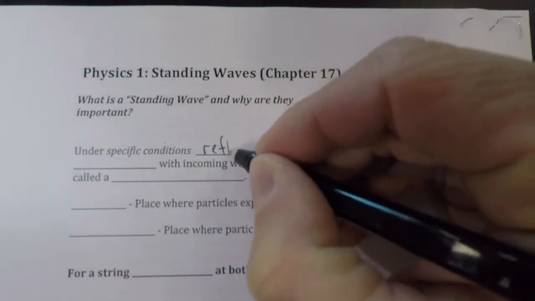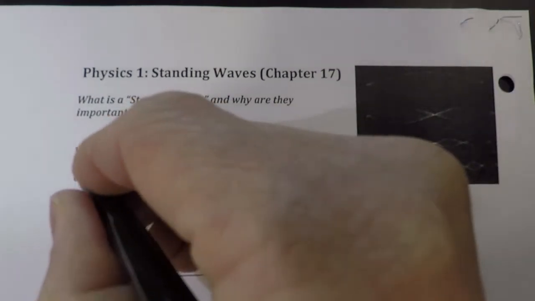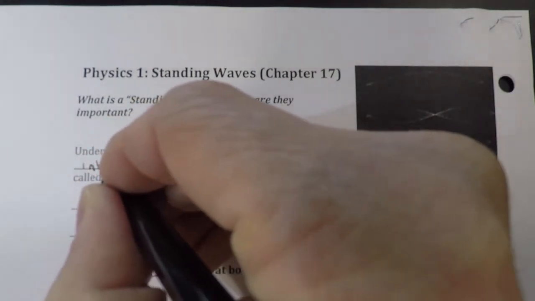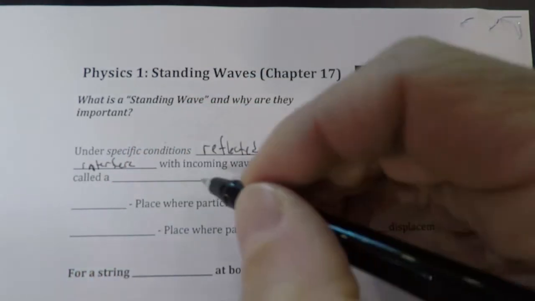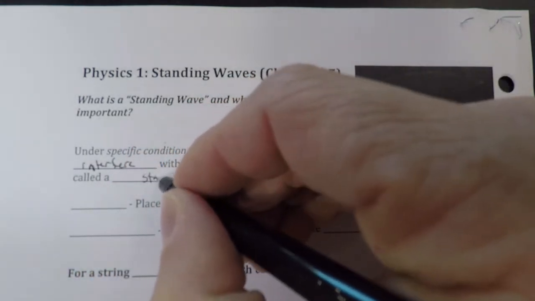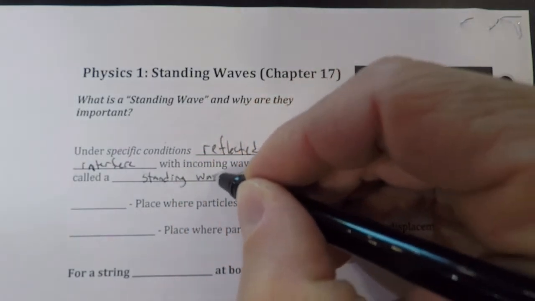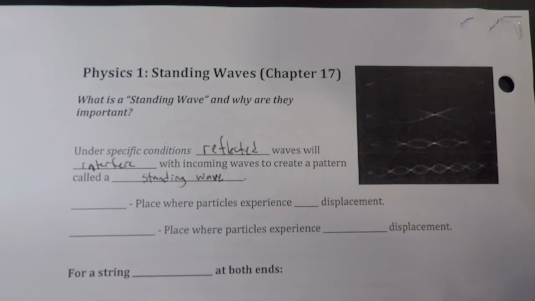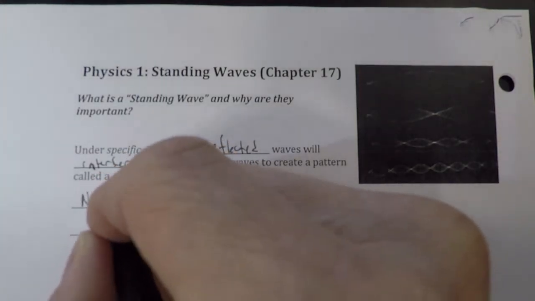Under specific conditions, reflected waves will interfere with incoming waves to create a pattern called a standing wave. So as we saw before, the standing wave is created as waves overlap each other in two different directions. So typically this could happen in a string on a guitar or a violin. We have a couple of places of importance here.